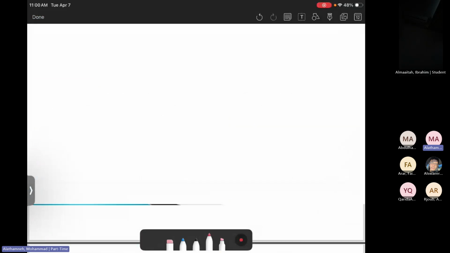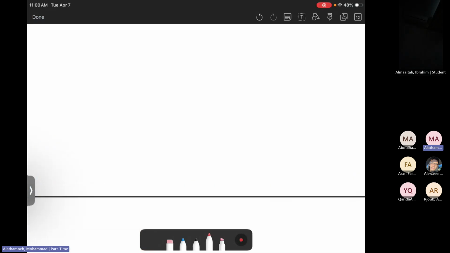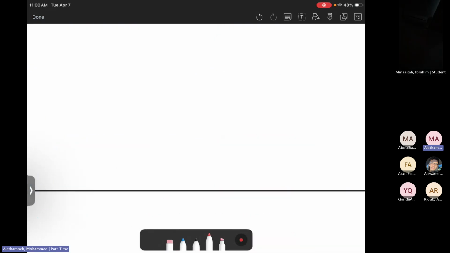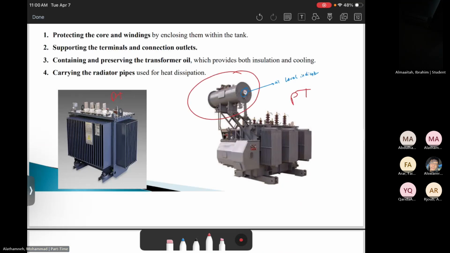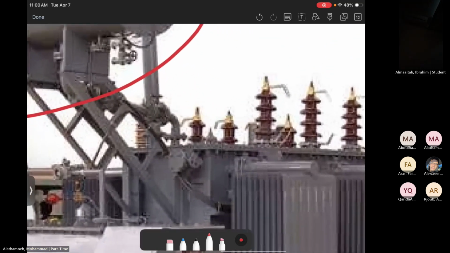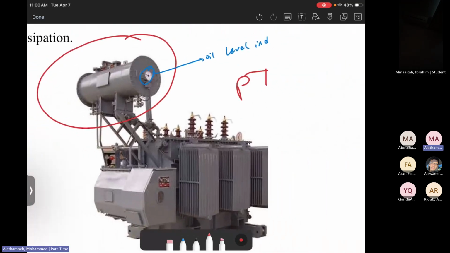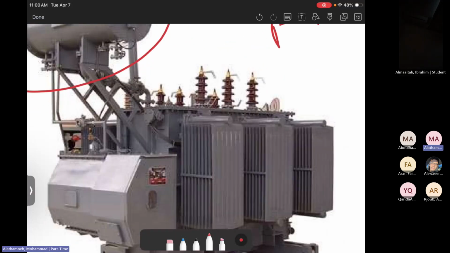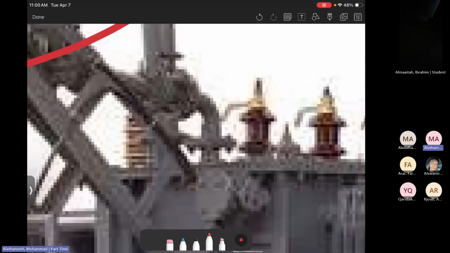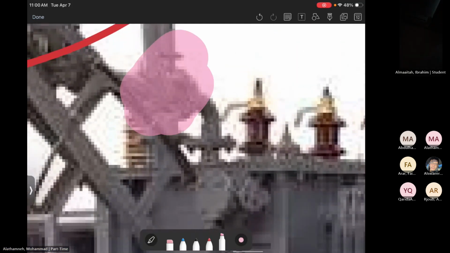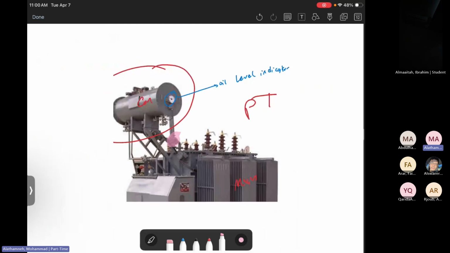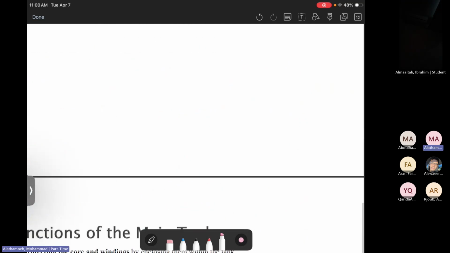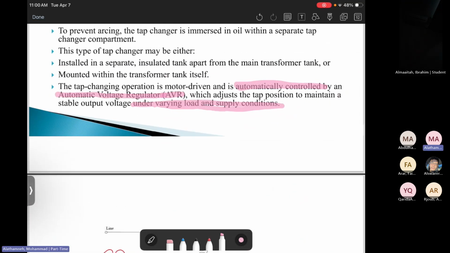Let me show you a picture of the main tank, then we can determine where the Buchholz relay is. You see the main tank? This is the conservator. This is the main tank. Where is the Buchholz relay? In between them, on the pipelines between them. Here it is. You see, this is the Buchholz relay. Let me show you another picture.